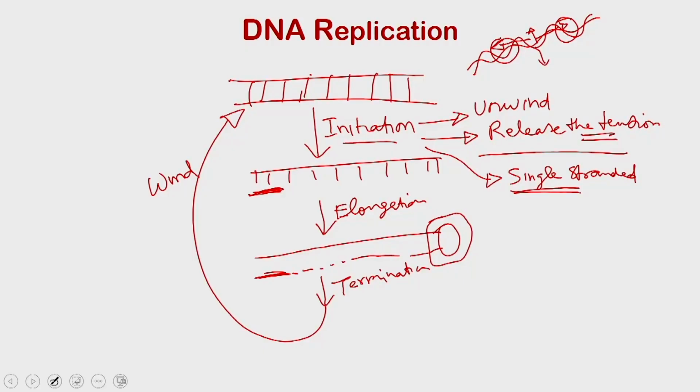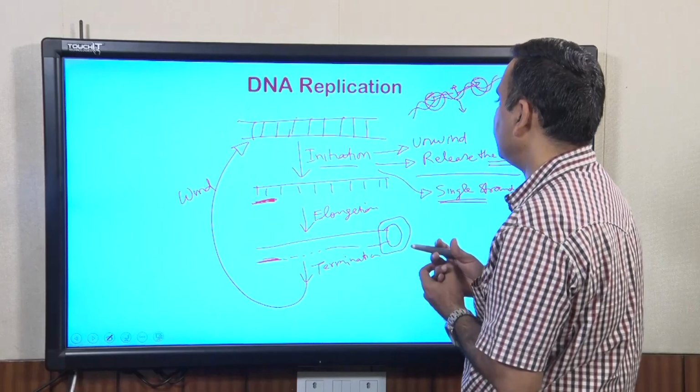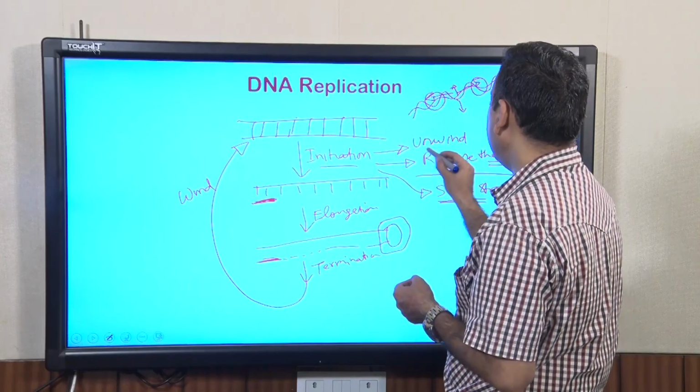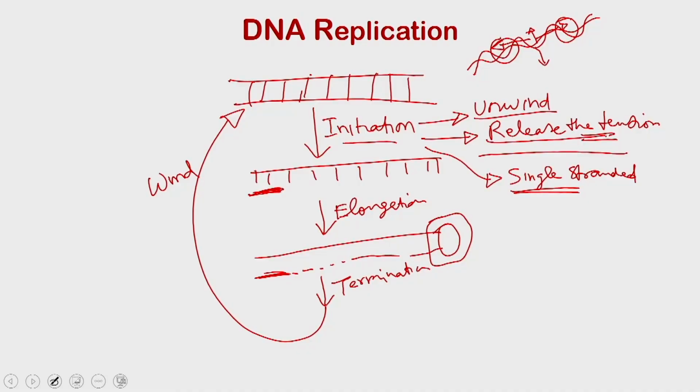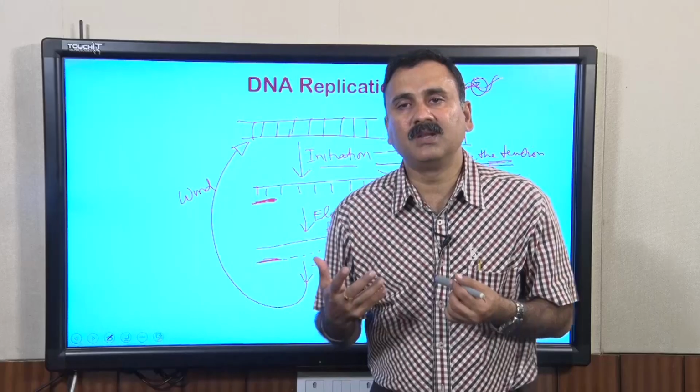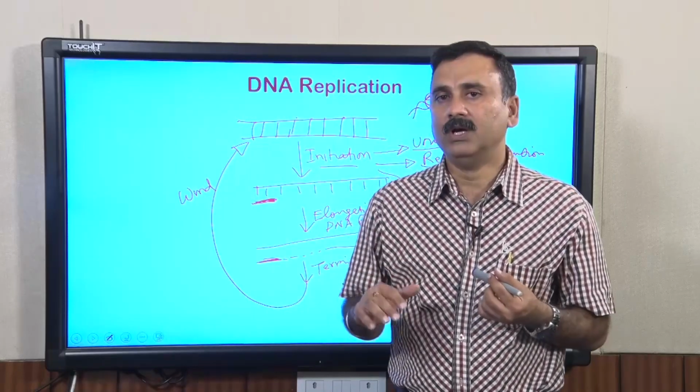So, as you can see, DNA replication is a very complicated process, where you need to unwind the DNA, you need to release the tension, you have to ensure that the template remains single stranded, and you also need the elongation step where the DNA polymerase is required, and you also need a termination step. So, all these steps are performed by specific proteins within the prokaryotic or the eukaryotic cells.